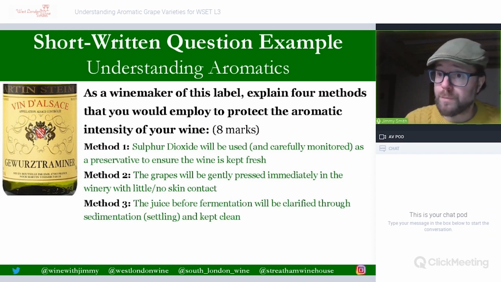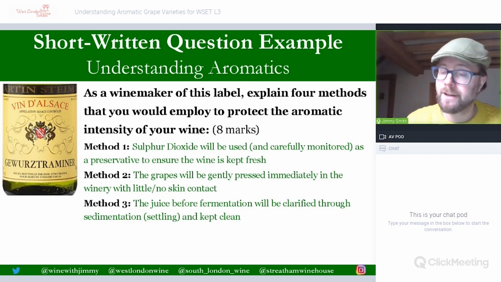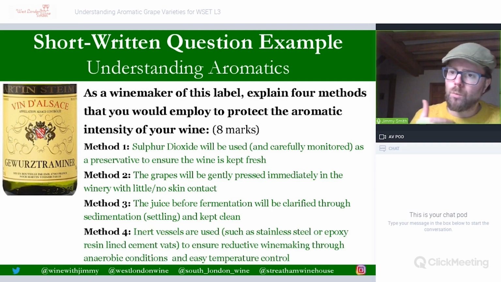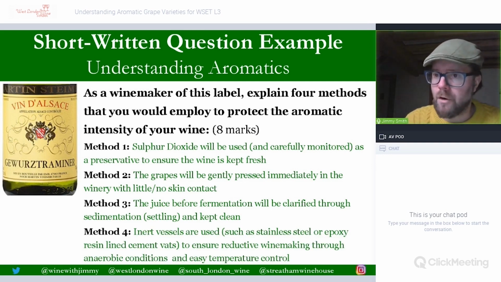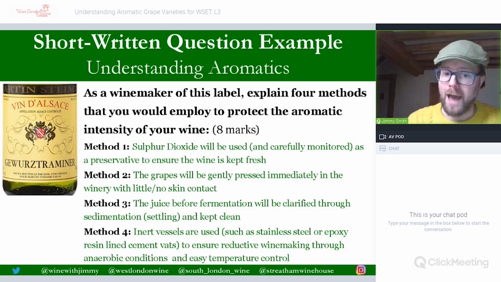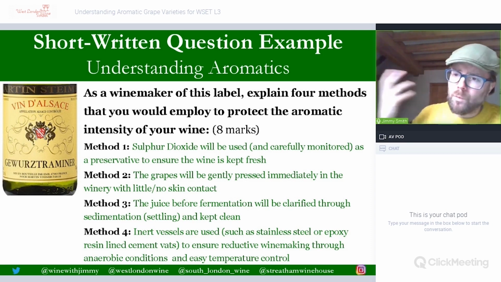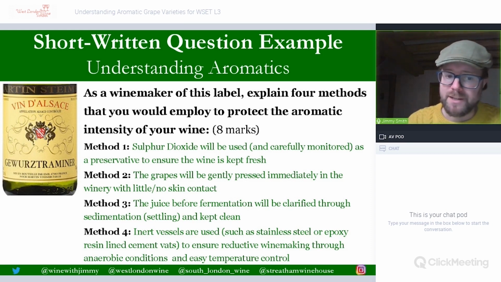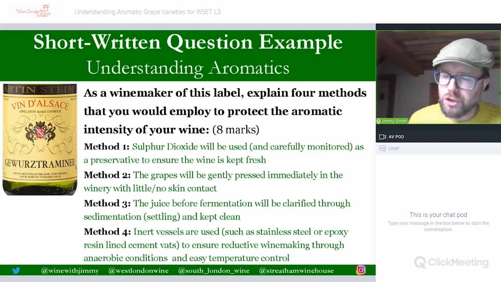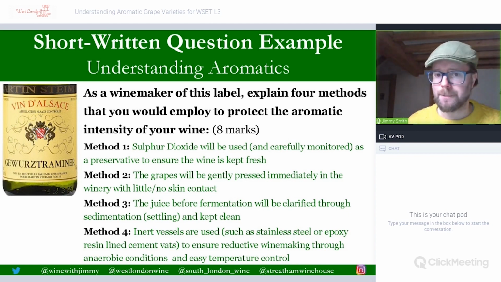Method 3, the juice before fermentation will be clarified either by sedimentation, settling, or different variants of that, and kept clean so there are no solids with that, as we mentioned earlier. And then one that I'm sure you'll be very much in the know is, of course, using inert vessels such as stainless steel or epoxy resin lined cement vats, and that ensures what we call reductive winemaking. That is winemaking without the presence of oxygen, through anaerobic conditions and easy temperature control, and that will make a fresh wine and maintain the aromatic.